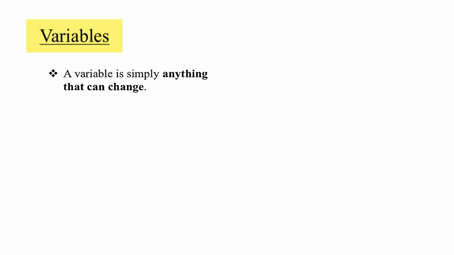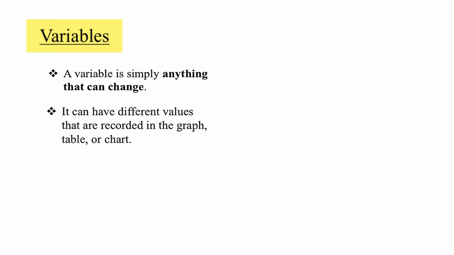So first, a quick review of some basic properties that will be important for you to know. Variables. Now, variables are basically just the things that graphs communicate about. A variable is just anything that can change at all. It doesn't matter what it is. It can have different values that are ultimately recorded in the graph, table, or chart. The reason it is important for us to understand variables is because variables will be what we deal with on any kind of graph, table, or chart that the test asks us to look at.